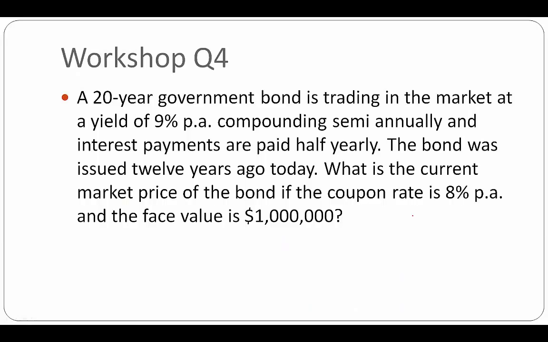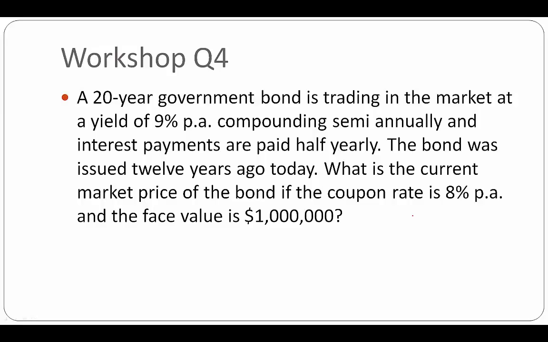Okay, if you see my head jiggling around a bit, it's because I paused to work this stuff out in Excel. So we've got a 20-year government bond trading in the market at a yield of 9% per annum, compounding semi-annually, and interest payments are paid half-yearly. The bond was issued 12 years ago today. What's the current market price of the bond if the coupon rate is 8% per annum, and the face value is $1 million?